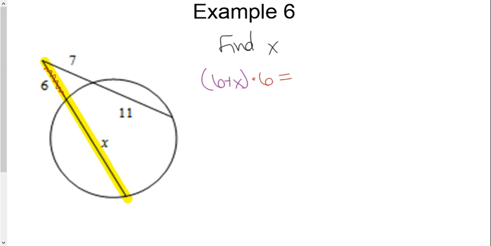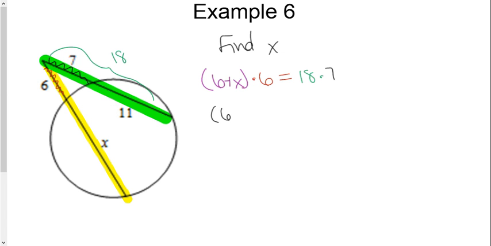And that is equal to the whole length over here. And that whole length is, let's see, 7 plus 11 is 18. So this is 18 times just the outside piece again, which is 7. So I don't want to distribute because I'm going to save myself some work and there's only one x. So I leave this as 6 plus x times 6 is equal to 126.